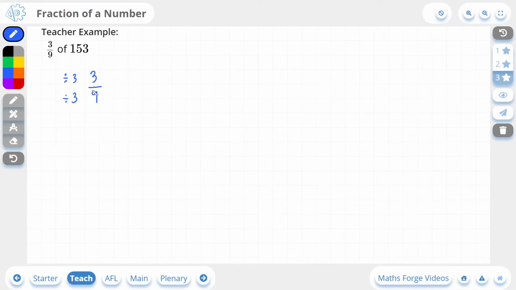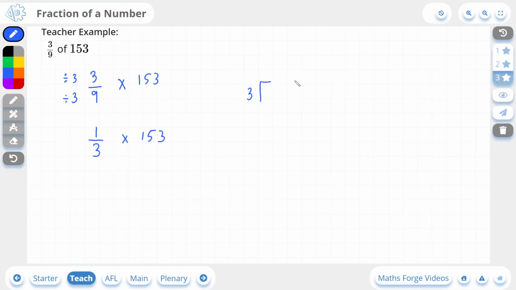I'm going to simplify the fraction first, and this is going to give us 1 over 3, 1/3. And then finding 3/9 of 153 is exactly the same as finding 1/3 of 153. 3/9 and 1/3 are equivalent fractions, so they hold the same value. However, 1/3 of 153 is easier to calculate. So now I'm going to go ahead and do 153 divided by 3.